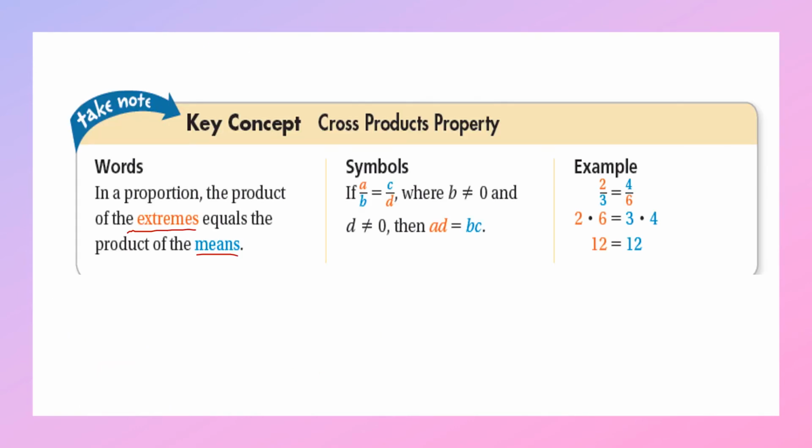Okay, on to the next. So the cross products property, which we call cross multiply or cross multiplication. I would highly suggest you write that down so that you know what I'm talking about. In a proportion, the product of the extremes, which are the red ones, equals the product of the means, which are the blue ones. Neither of your fractions can have a 0 in the denominator. And when we multiply those, product means multiply. So we have AD equals BC.